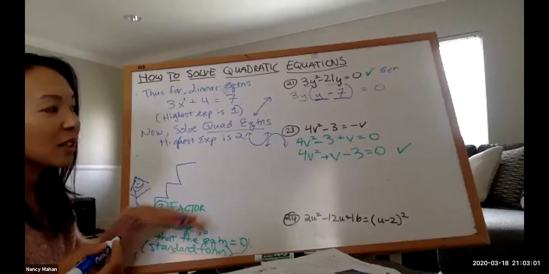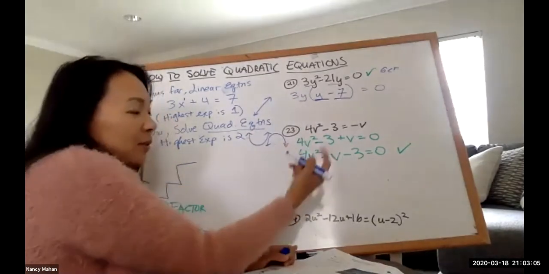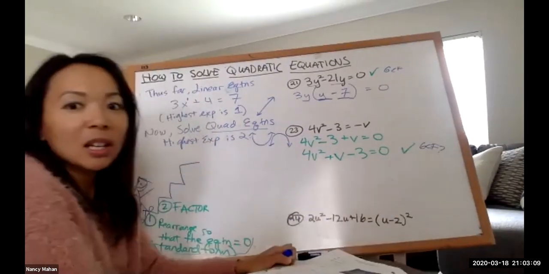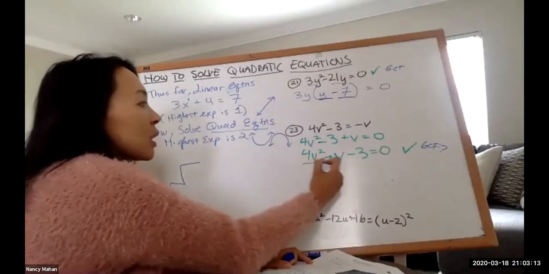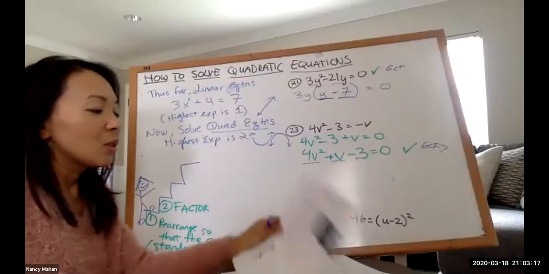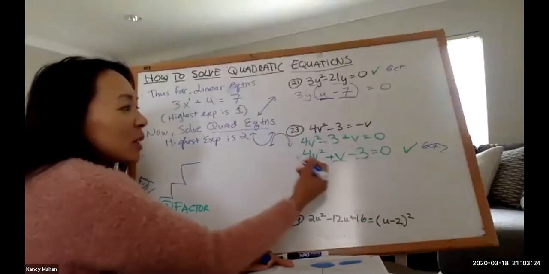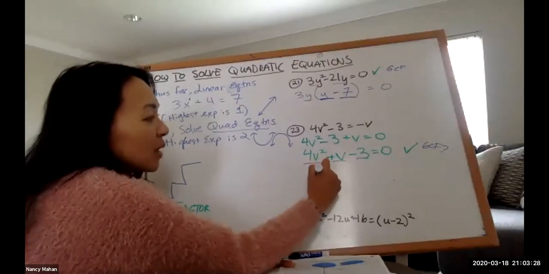So factoring. Number 23, I also factor. But to factor, first I find out, is there a GCF? And the answer is no. Well, how many terms are there? 3. Well, if there's 3 terms, what do I do? I am going to Xbox. Yes, Xbox. So I'm going to say, what 2 things multiply to give me 4v squared? So let's say 4v and v.